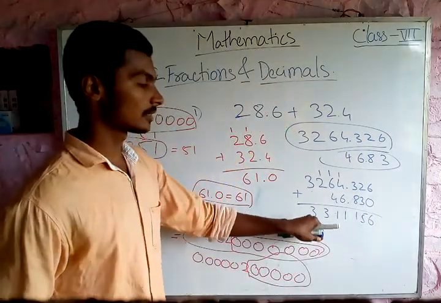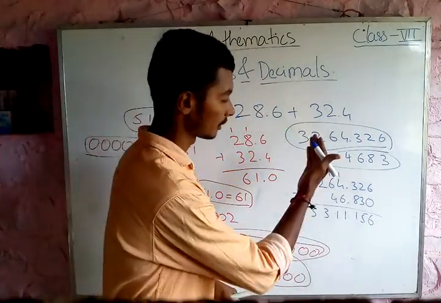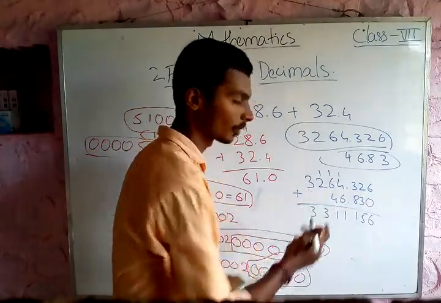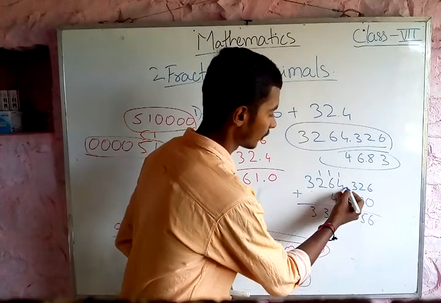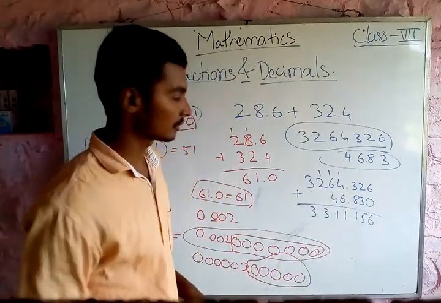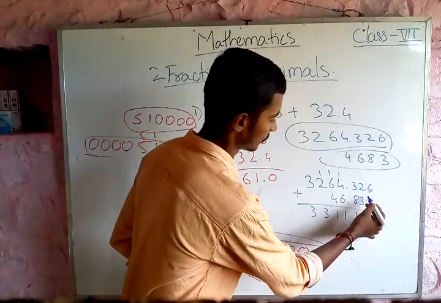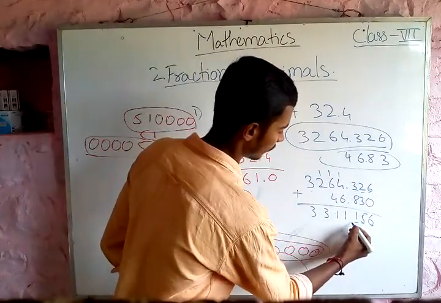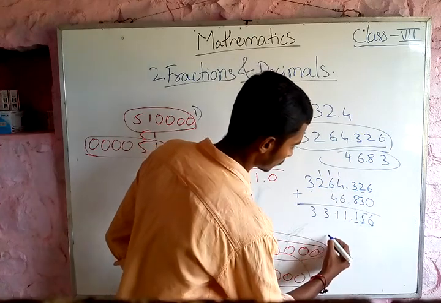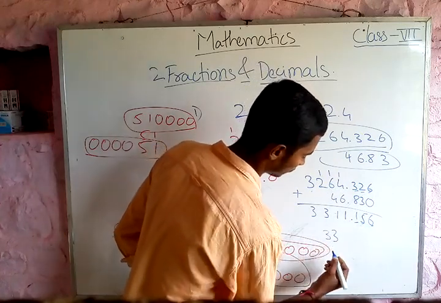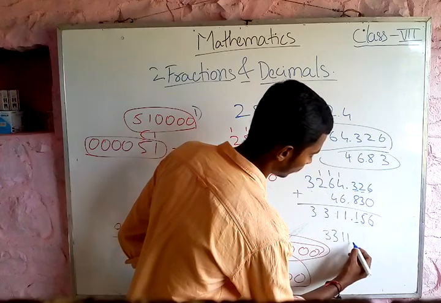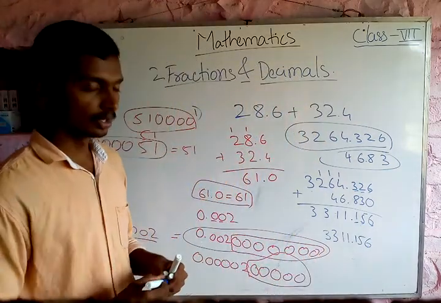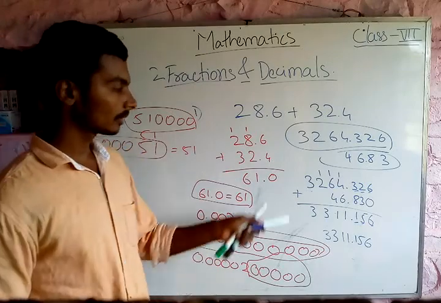Now this is the result, and where do we keep the decimal point? It should be in line with the operands. Before how many digits do they have the decimal point? Before 3 digits: 1, 2, 3. So in the result also, before 3 digits we must have the decimal point. So the answer is 3311.156. This is how we add decimal numbers.